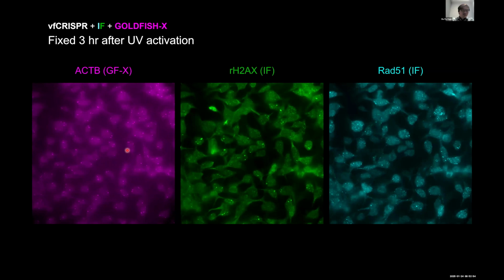In this set of data, we performed this opto-controlled Cas9 cleavage, and then we fixed after 3 hours of the UV activation. We used GOLDFISH to label the cut site, and at the same time we also labeled gamma H2AX, which is the DNA break marker, and Rad51, which is the DNA repair protein.